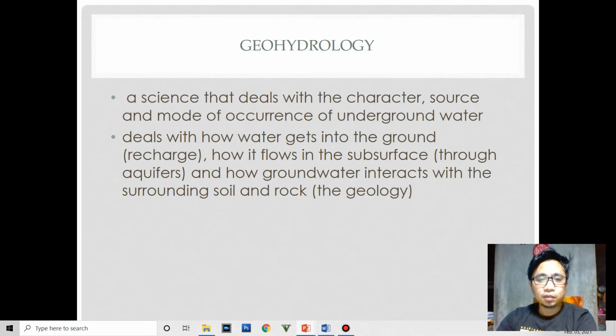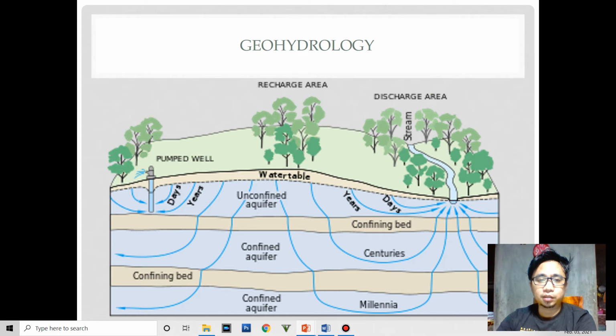Okay, so moving on to geohydrology. This is another allied science. It is a science that deals with the character, source, and mode of occurrence of underground water. So it deals with how water gets into the ground. So it will have recharging, how it flows in the subsurface through aquifers, and how groundwater interacts with surrounding soil and rock. So here we can see a simple picture of geohydrology.